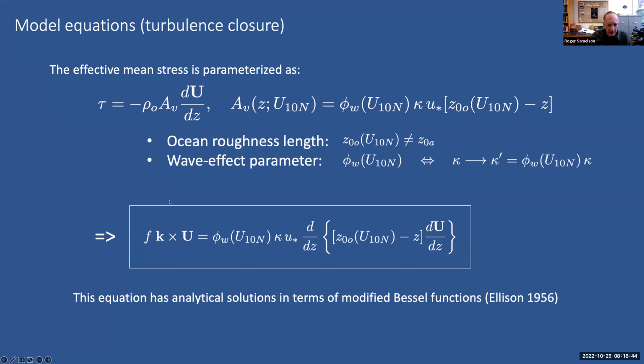Now, this equation goes back quite a ways. It has analytical solutions in terms of modified Bessel functions that go back to Ellison. And Blackadar and Tennekes then did this by asymptotics without apparently being aware of Ellison's work, and I actually find this description of the ocean boundary layer in these terms in the Tennekes and Lumley turbulence book in 1972. That's the first place I've found it. But the main novelty here is that wave effect parameter.